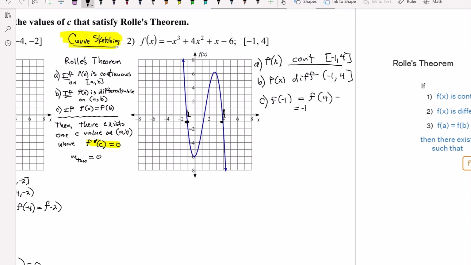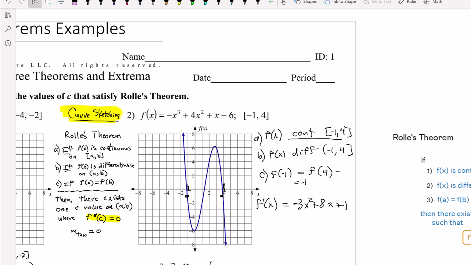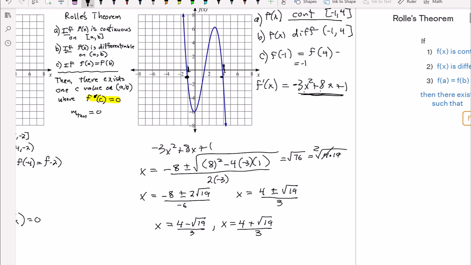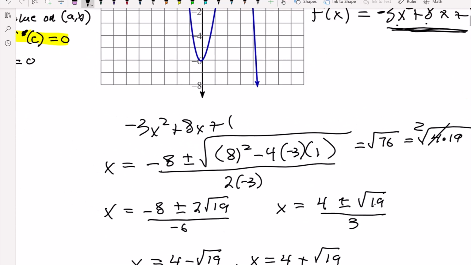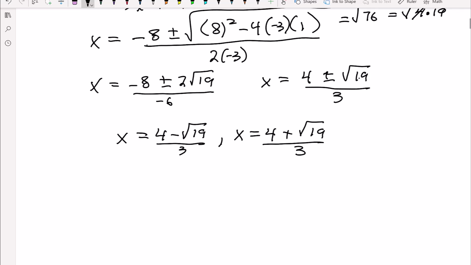Now we're going to take the derivative and set the derivative equal to 0. So -3x² + 8x + 1. I'm going to pause for a second to factor. This one right here is not going to factor because there aren't factors of -3 and 1 that add up to positive 8. So I went ahead and plugged it into the quadratic formula, and we ended up with these two possibilities. Now, sometimes both possibilities won't work.